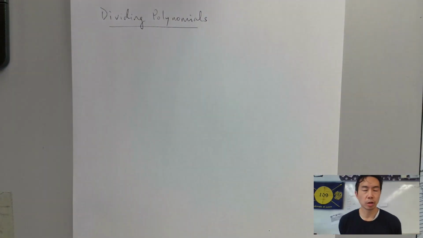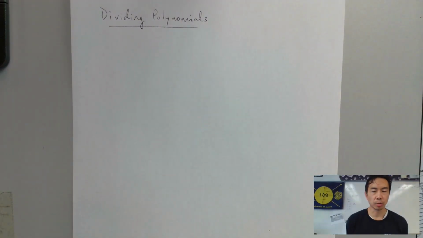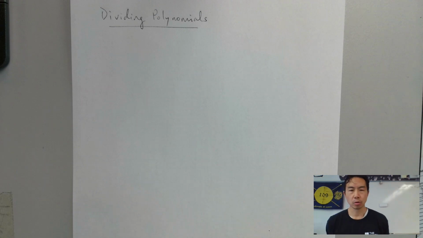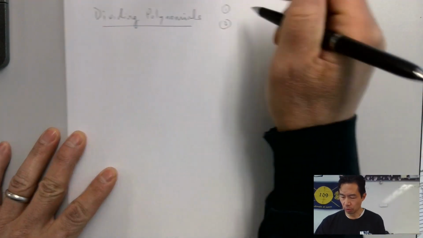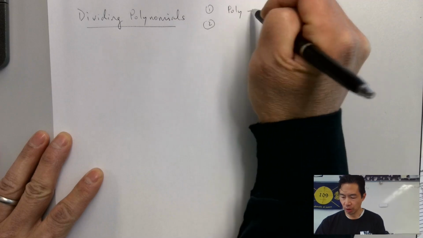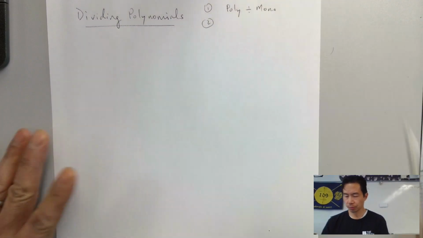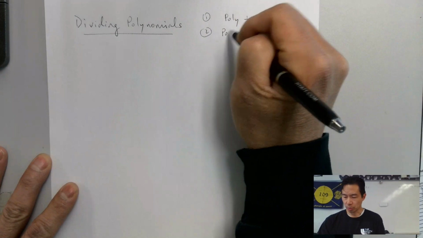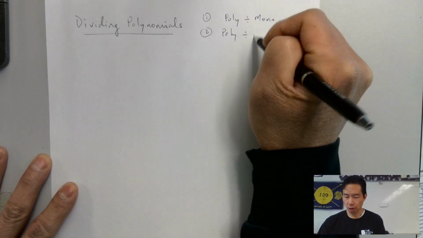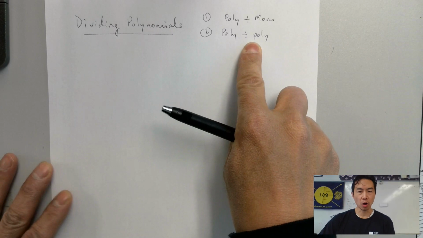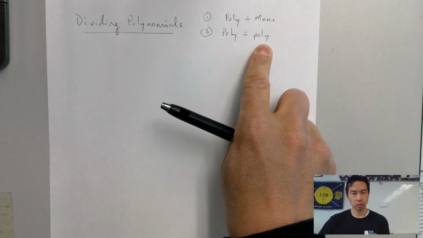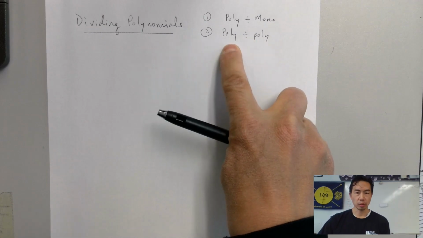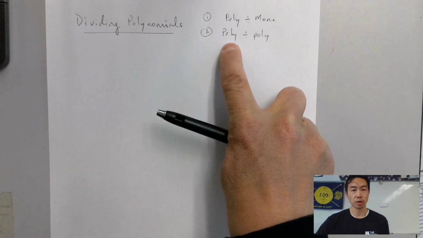Okay, today we're doing dividing polynomials. I believe this will be the last video on polynomials in this unit. So we're doing two things. We're taking a polynomial and we're going to divide it with a monomial. And then we're going to take a polynomial and divide by another polynomial. But I'll put a small p here because the polynomial that you're dividing by is going to be shorter than the polynomial that you're dividing.